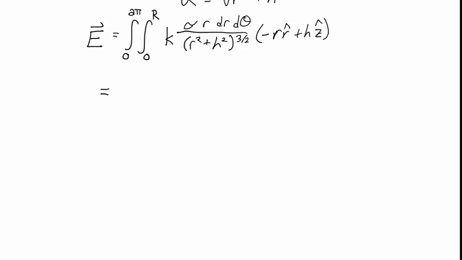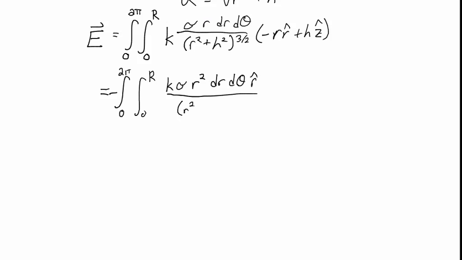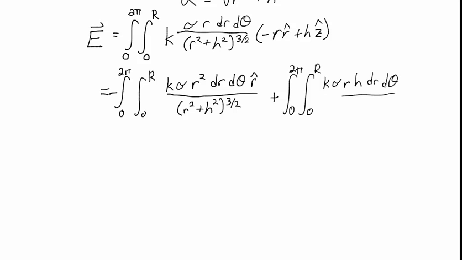So we split this electric field up into two integrals: the integral from 0 to 2 pi, the integral from 0 to R, k sigma r squared, because there are two factors of r, 1, 2. There's a minus sign that comes from the vector. dr d theta, r hat over r squared plus h squared to the 3/2, plus the integral from 0 to 2 pi, the integral from 0 to R, k sigma r h dr d theta over r squared plus h squared to the 3/2, and I forgot z hat.